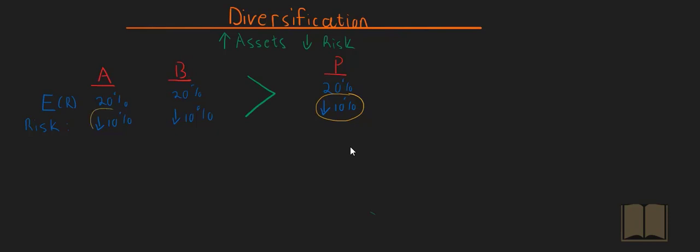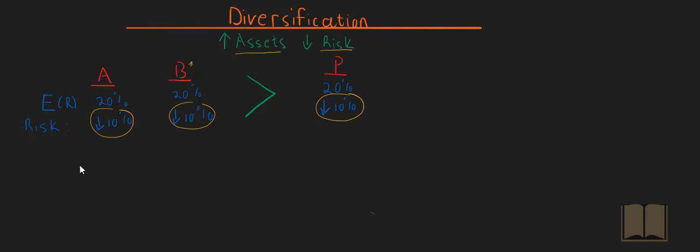The risk in asset A of a deviation of 10% mirrors the risk in asset B, which also has a deviation of 10%. So your portfolio risk would stay the same at 10%. So you have not reduced the risk here. What's the explanation here? Because you've added assets to your portfolio, but you have not reduced the risk. The problem here is that asset B has got the same risk properties as asset A.